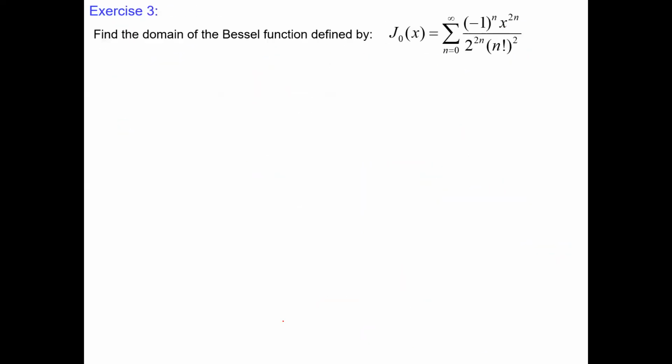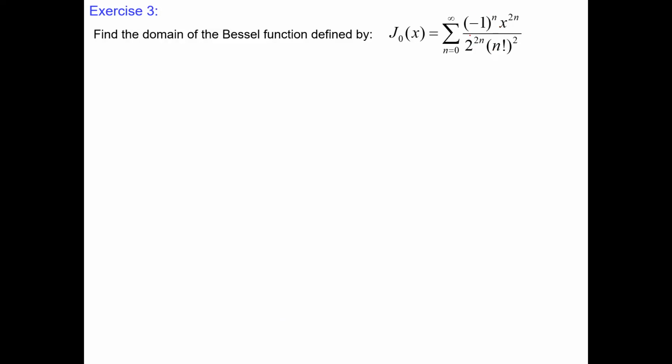Okay, exercise number 3. Find the domain of the Bessel function defined like this. Don't worry, I just say Bessel function because it is quite an important function. Later, maybe in some engineering applications, we have lots of engineering and software engineering students in the classroom. But I just chose this example because it's interesting and it is a power series.